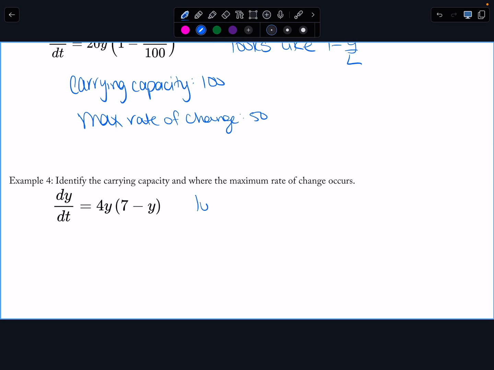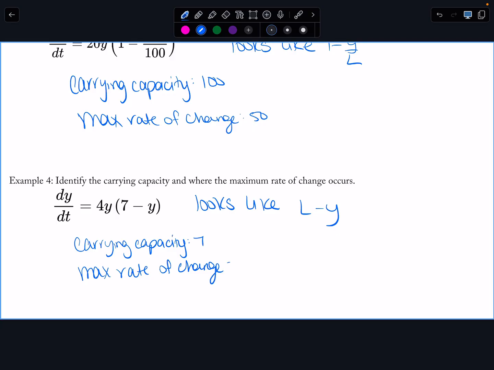Okay, so this looks like L minus Y. So my carrying capacity is 7, and my max rate of change is 7 over 2. That's pretty much it. Okay. Questions that you guys have?